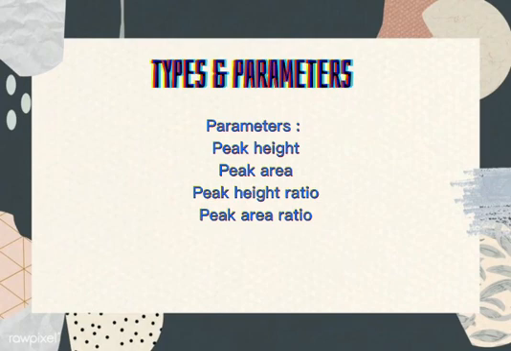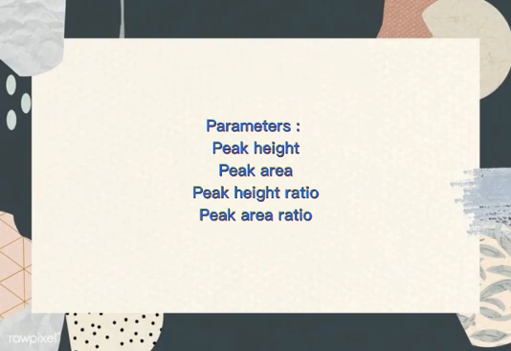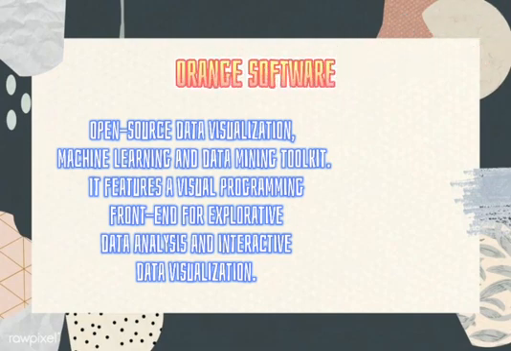For the parameters, there are four parameters that influence the chemometric. First is peak height, then peak area, the third is peak height ratio, and the last is peak area ratio. So this time, we will use Orange software to do the qualitative analysis.